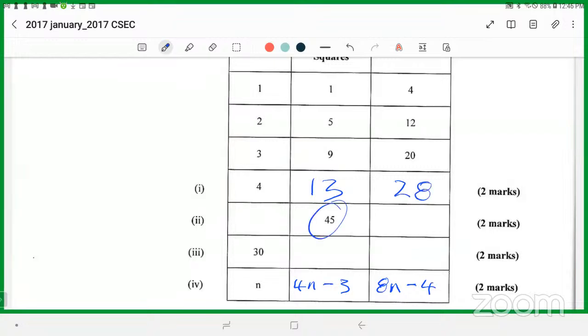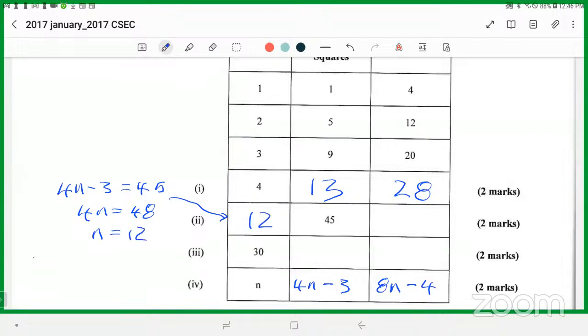Then for this one now, I need to just put this formula equals that to know what the n value is. That's all I need to do. So for this, I'm going to put an arrow. I'm going to put the formula equals 45 to see what the n is. So 4n minus 3 equals 45. Transpose this, I get 48. And so the n equals 12. Now the n is 12.